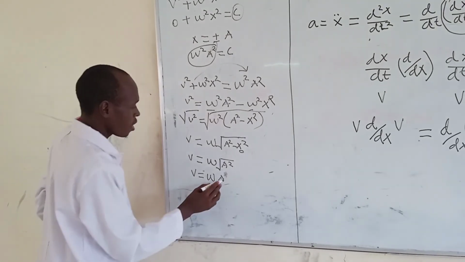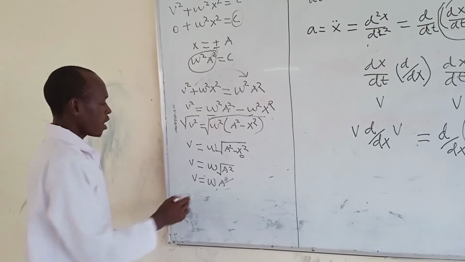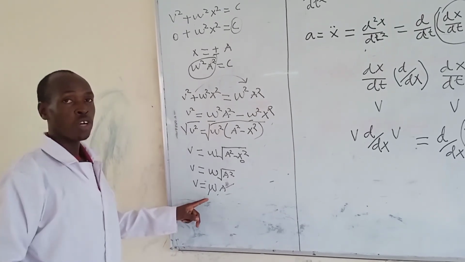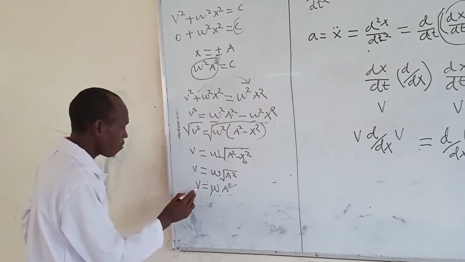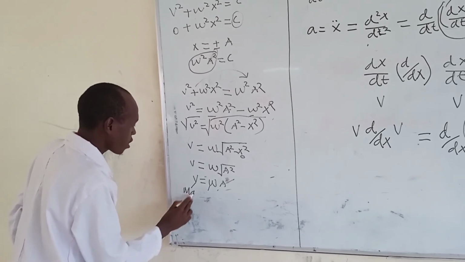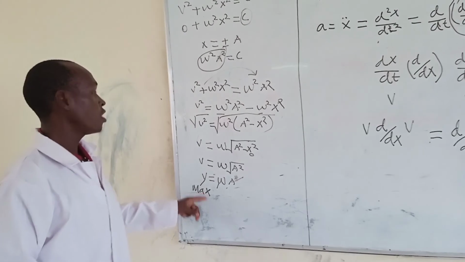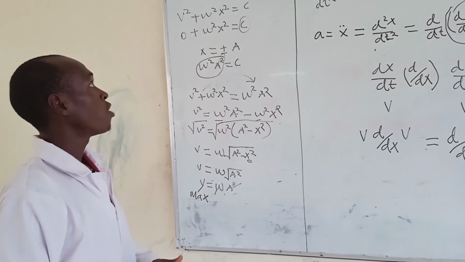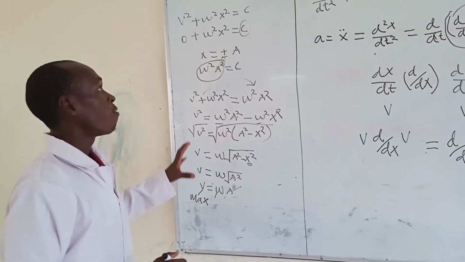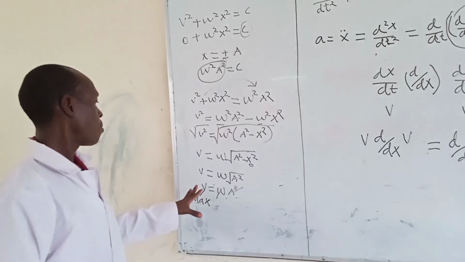For this case, a is equal to amplitude, and this omega is equal to angular frequency, and this v is equal to maximum velocity. So after reaching here, we shall have given the final answer, which is the maximum velocity.